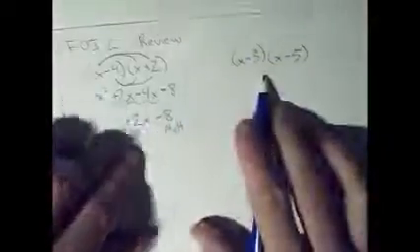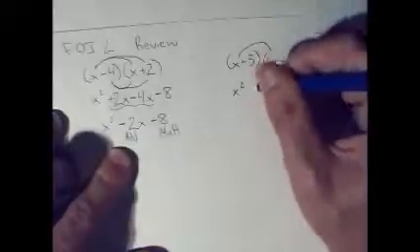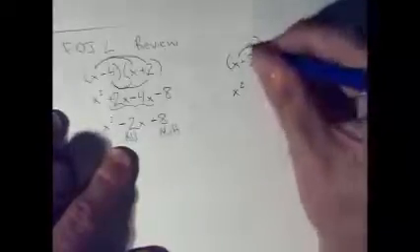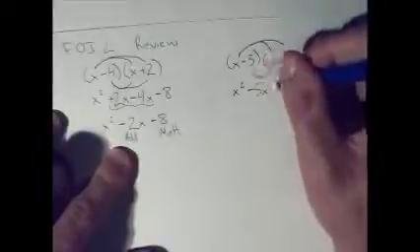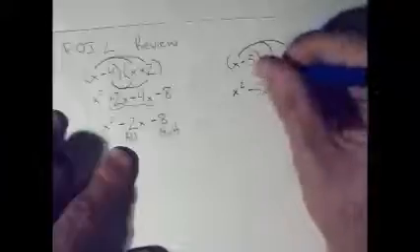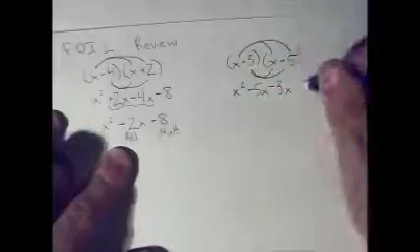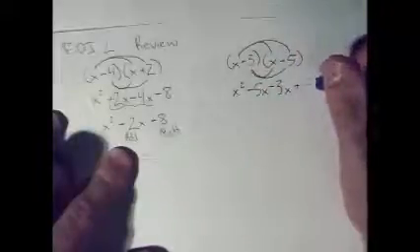Let's look at another example just to illustrate the fundamentals here. X times x, x squared. Again, getting ahead of it. Probably anytime we see an x squared, we're going to be factoring. X times negative 5 is a negative 5x. Negative 3 times x is a negative 3x. Negative 3 times negative 5 is a positive 15.